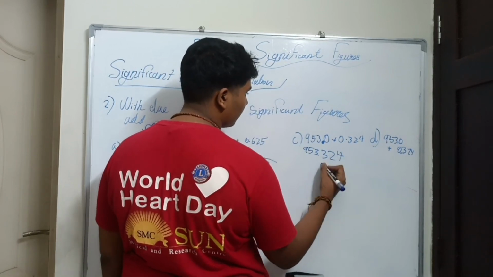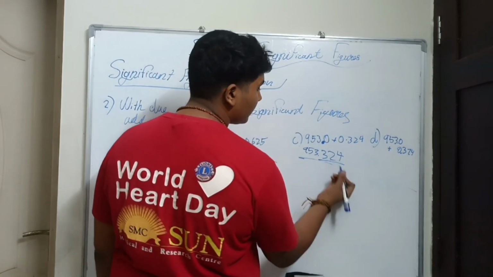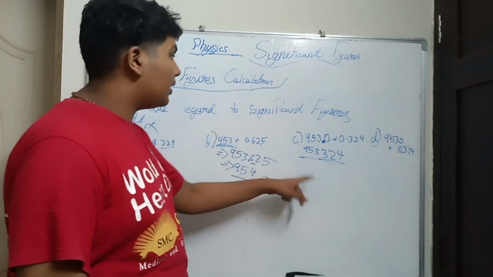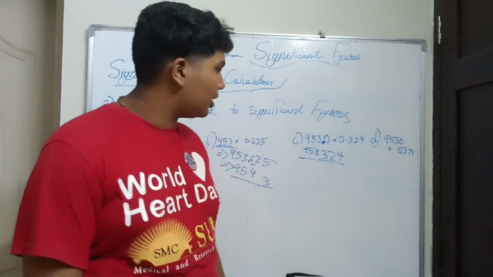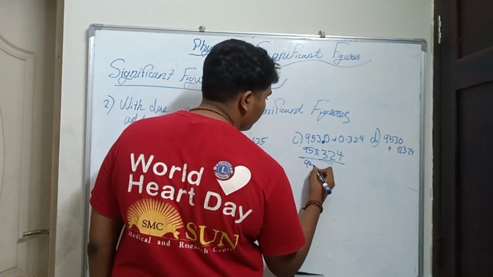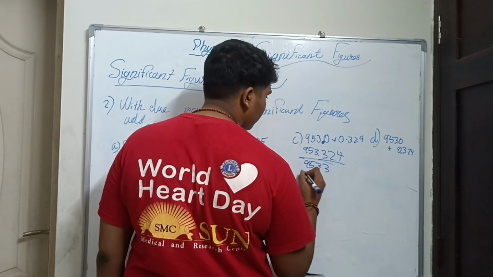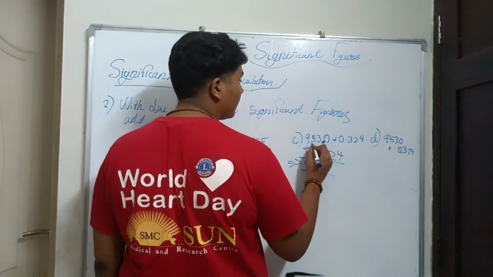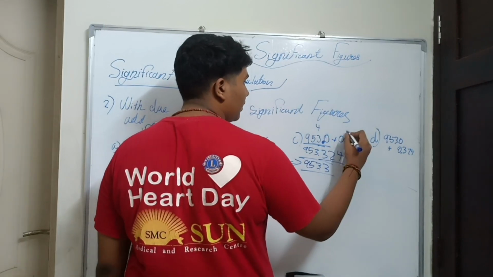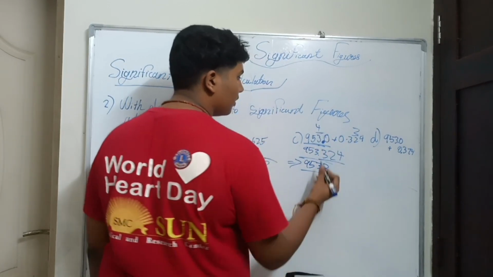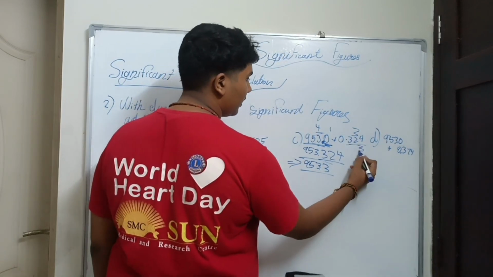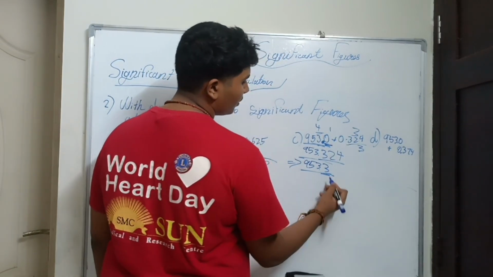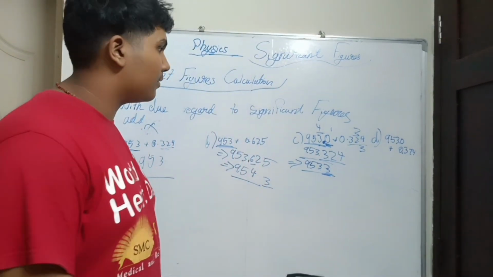So this will be 953.324. Correct? But what do you say if the digit is less than 5? Then the preceding digit remains unchanged. So it will be 953.3. How many significant figures are here? 4. Here 3. Take this one. Decimal places, how many is the least count? 1. Here there is 3, right? So take only 1. So hence the 4 significant figures.